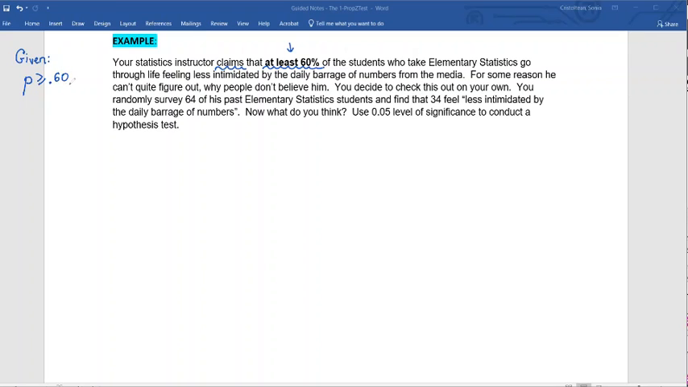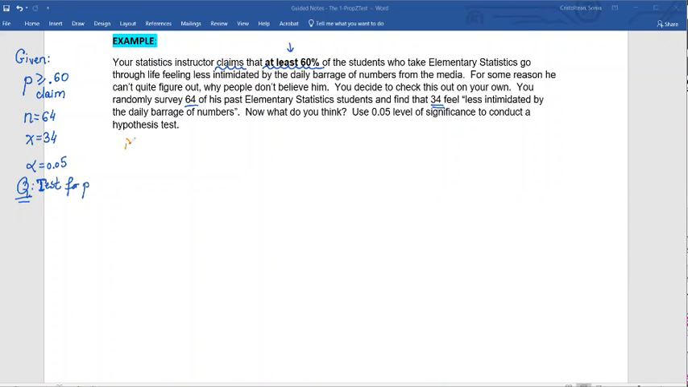So right away you know this is a test for proportion. So this is the claim. The sample size is 64, so n is 64, and the number of successes, x, is 34. Alpha is 0.05. The question is, what do you think? Well, we will run a test and we will see if we have enough evidence to support this claim or not. And make sure you know you are doing a test for p, the true population proportion.